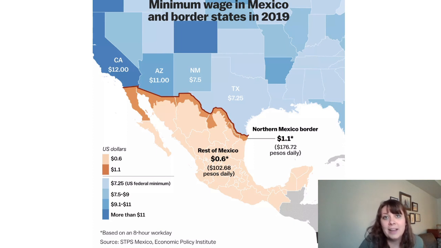So minimum wage in Mexico and border states in 2019. In 2019, minimum wage in California was $12 an hour. Arizona was 11, New Mexico 7.5, Texas 7.25. The federal minimum wage was $7.25, so it was the same in Utah. If you look in Mexico, most of Mexico is roughly 60 US cents per hour, and northern Mexico is $1 an hour, $1.10 an hour.